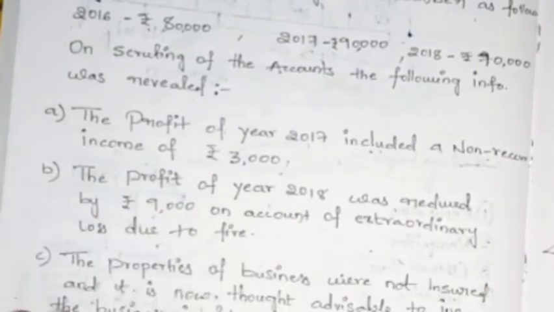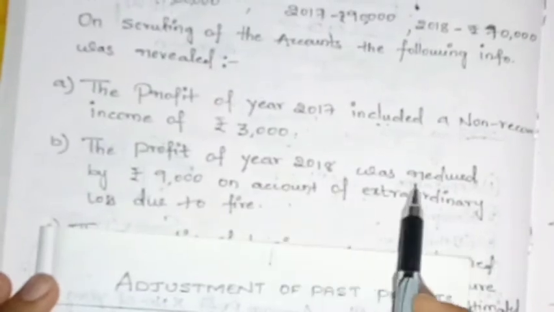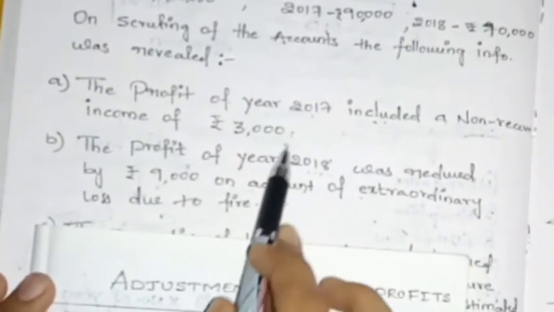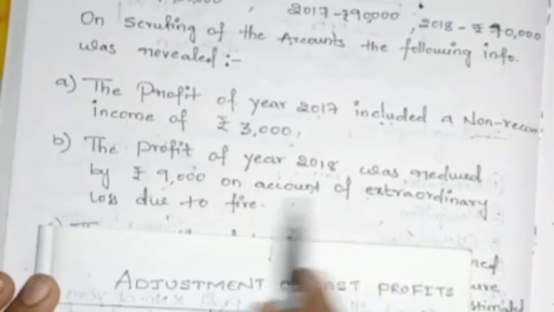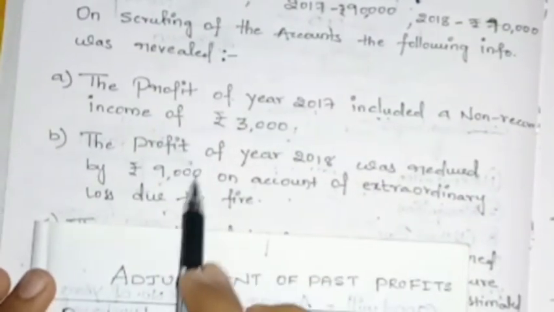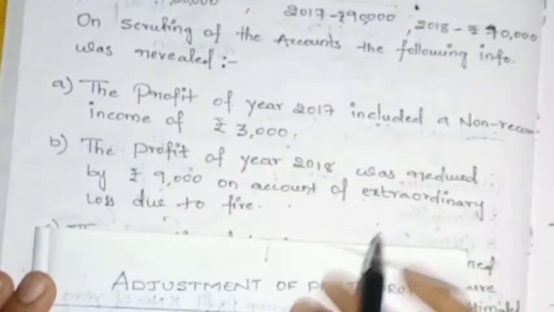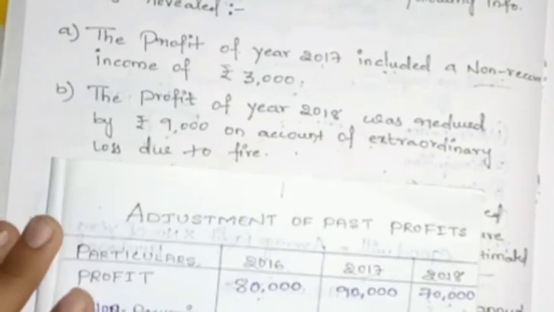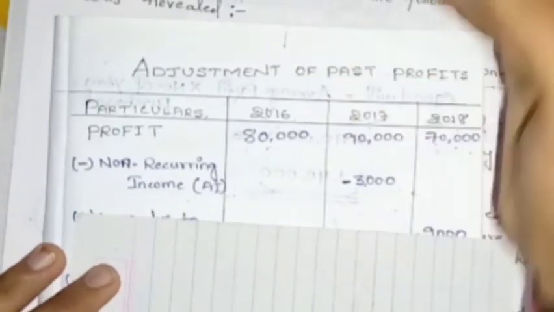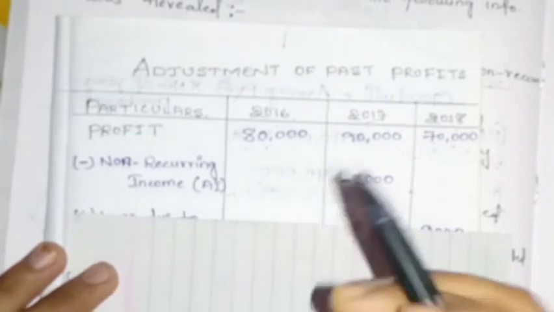And then the second adjustment you have is that the profit of year 2018 was reduced by 9,000 rupees on account of extraordinary loss due to fire. Okay. So now here what they have given? They have given that in the year 2018 there was a loss due to fire of rupees 9,000. Okay. And due to this loss the profit was reduced. In the year 2018, the profit was reduced by 9,000 rupees.